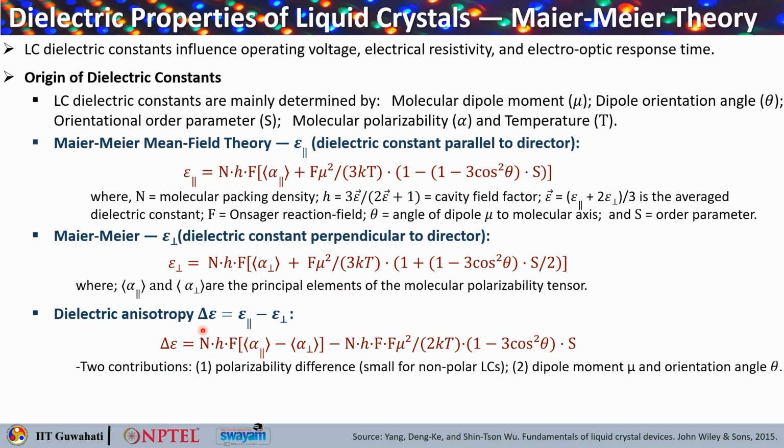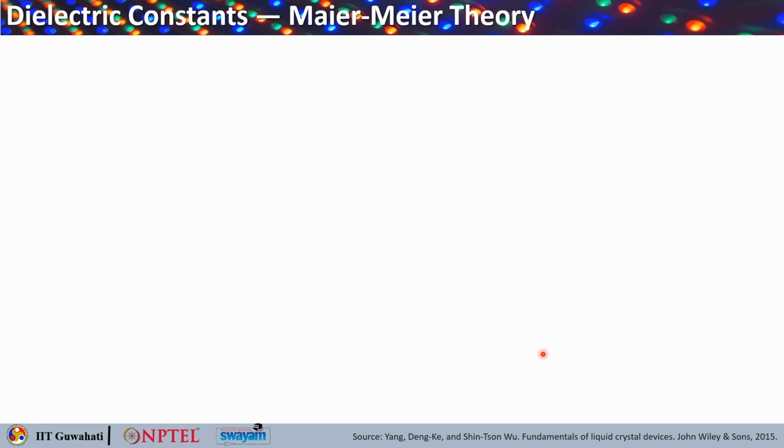You can also calculate the delta epsilon, where epsilon parallel minus epsilon perpendicular gives you delta epsilon. So, you get this, just by subtracting these two. What you see here is that there are two contributions. One is the polarizability difference, which itself is small for non-polar liquid crystals, and the second one is the dipole moment mu and the orientation angle theta, which plays an important role.